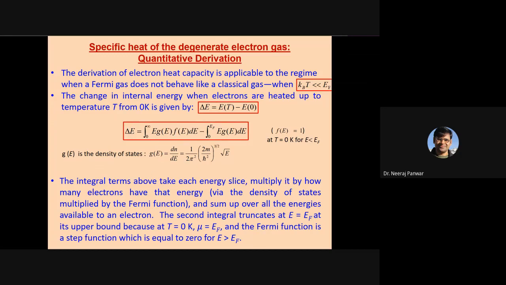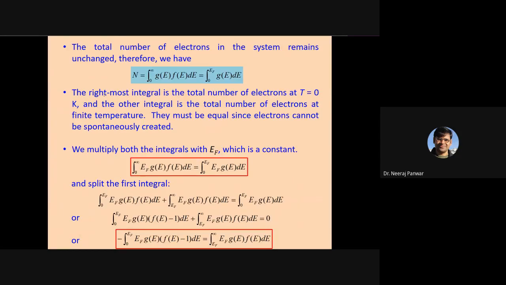We multiply the energy by how many electrons have that energy. We multiply density of states by the Fermi-Dirac distribution function, and then we calculate the number of electrons, and if we multiply it with energy, we will get the energy at particular temperature T.